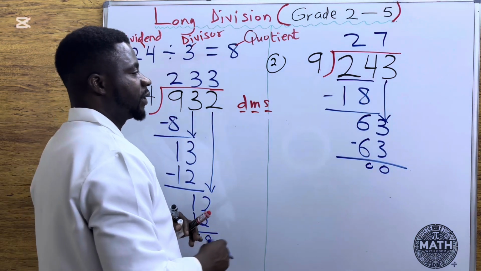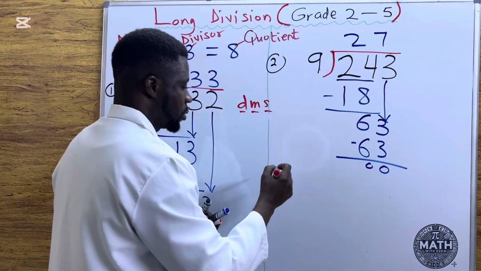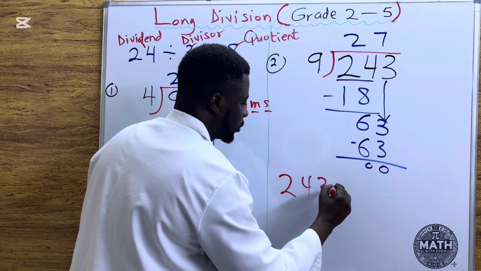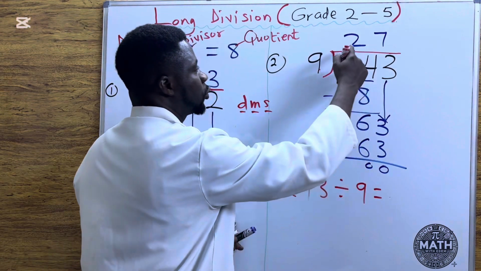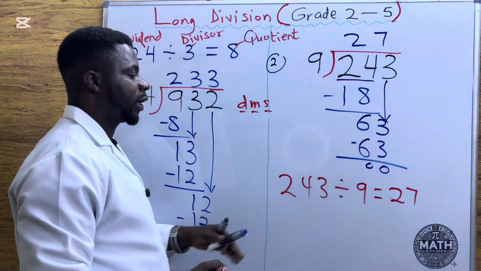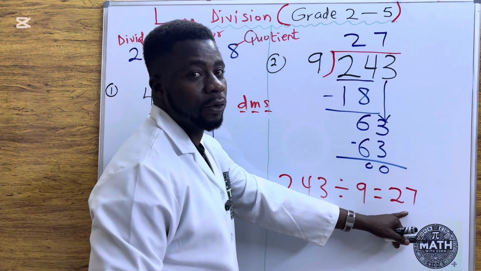Okay, so we can say that 243 divided by 9 is equal to 27. Don't forget, this is the dividend, this is the divisor, and this is the quotient.